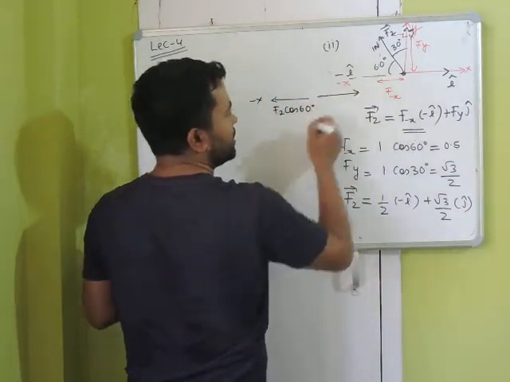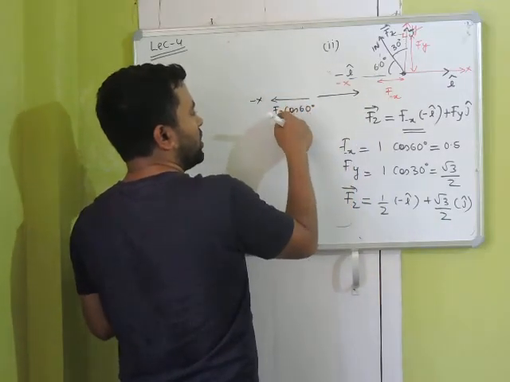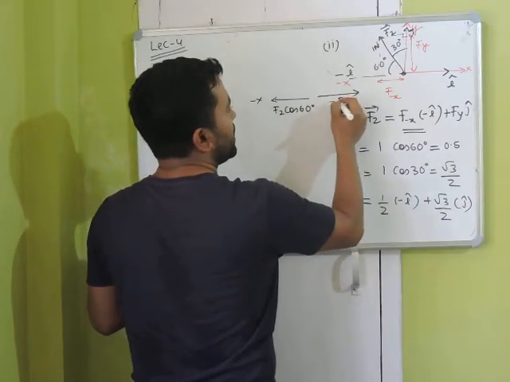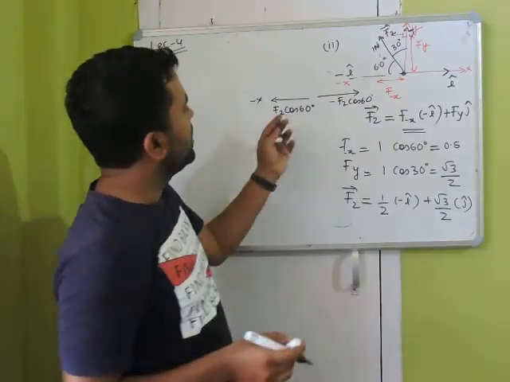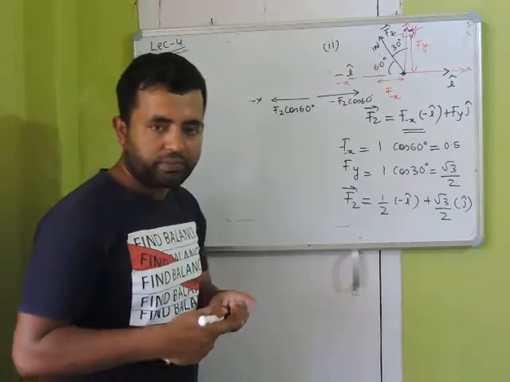In this direction, you can write, okay, if you know this is F2, if I draw a vector in opposite direction, this component will become minus F2 cos 60 degree. If they ask, okay, so just you flip it with a minus sign, and that will be the answer.